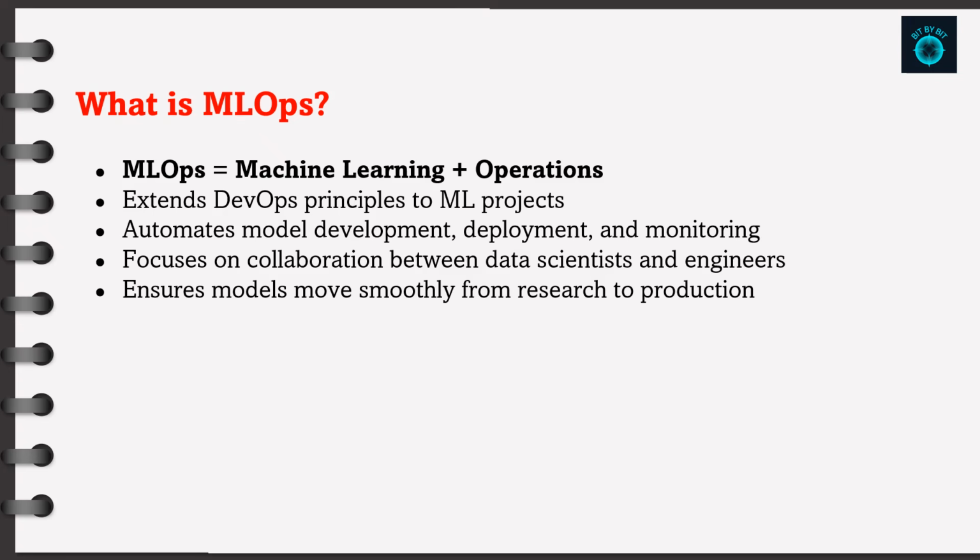In traditional machine learning, models are often built in notebooks and rarely make it into production. MLOps solves this gap. It applies the proven practices of DevOps, like automation, testing, and continuous delivery, to machine learning systems. In MLOps, we treat models just like code. We version them, test them, and deploy them automatically.